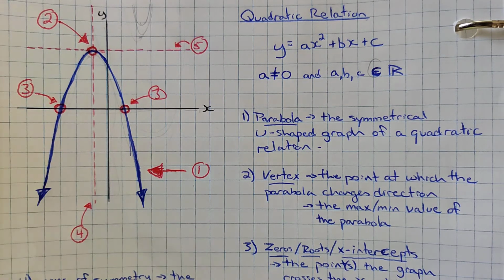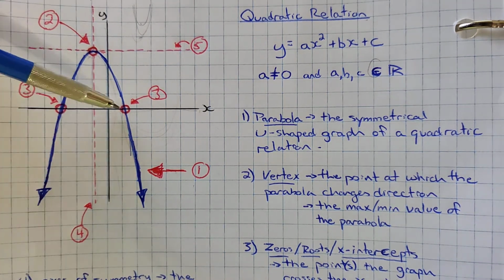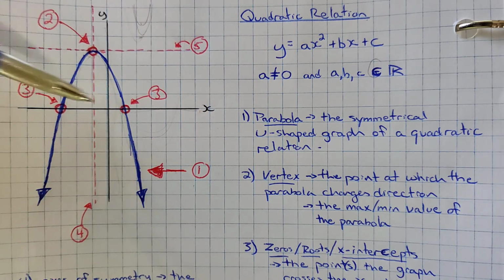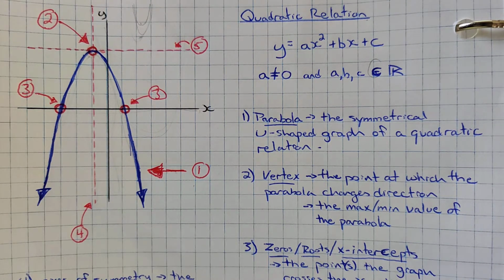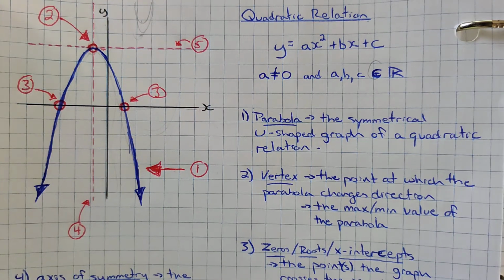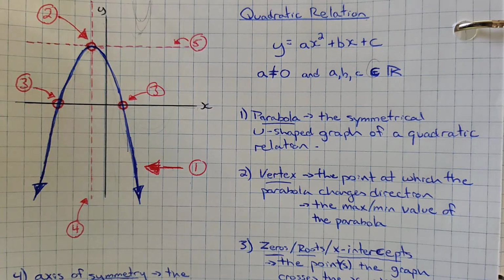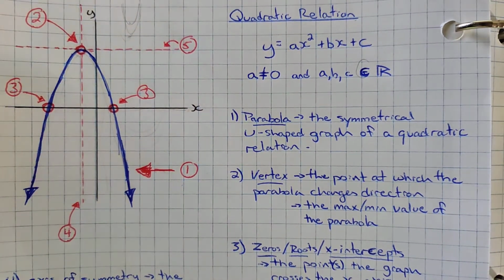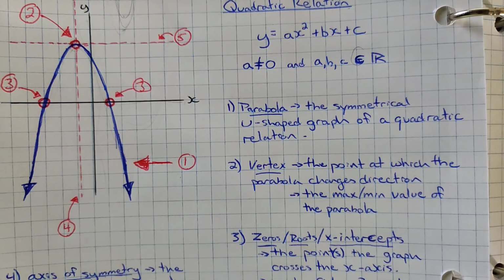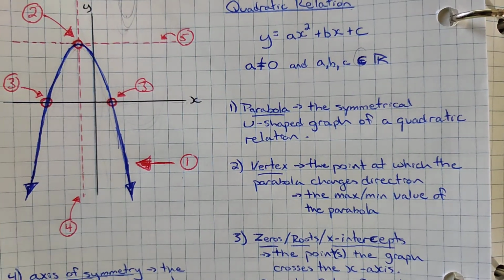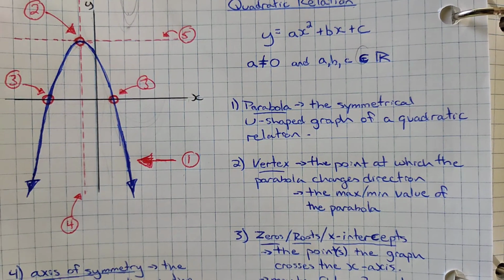Some other key points. You should be familiar with the concept of where the graph crosses the x-axis. It's called the zeros, roots, or x-intercepts. You should be familiar with x-intercepts from linear equations. We also use the terms zeros and roots interchangeably. That'll make more sense again as we move forward in our quadratics units.